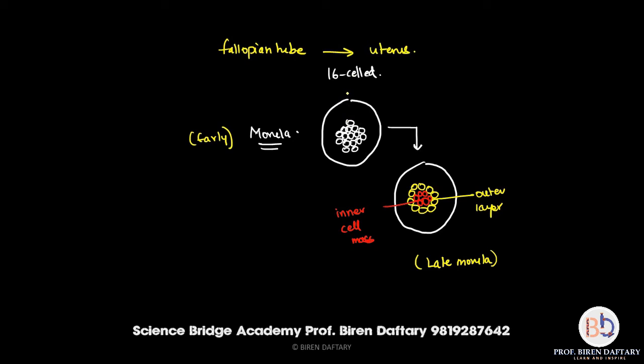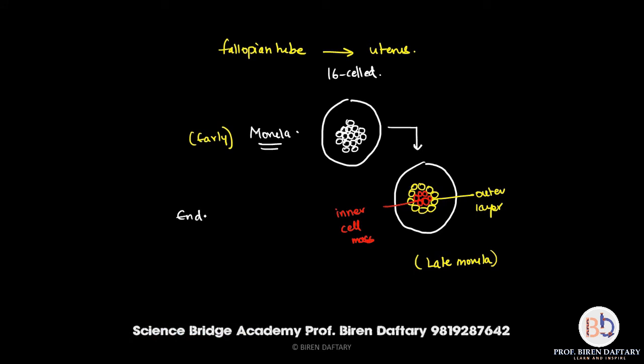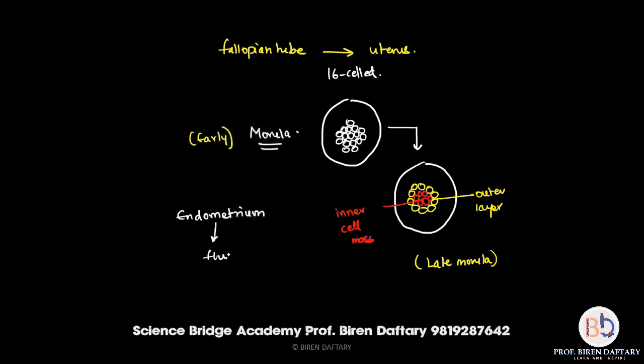And as soon as the morula reaches the uterus, the outermost zona pellucida disappears, and the outer layer of cells absorbs the fluid secreted by the uterus. The inner lining of the uterus is called the endometrium. The endometrium secretes endometrial fluid, and this fluid is absorbed by the outer layer of cells and they become flat. So a space is formed between this outer layer and the inner layer of cells.